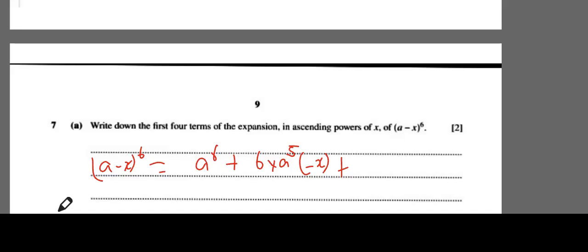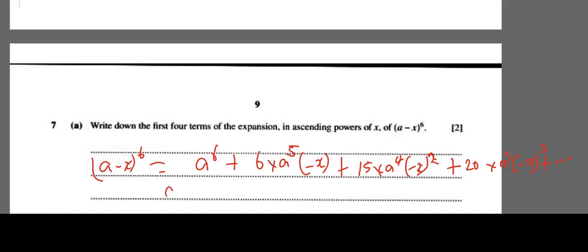Plus the next term is 15. If you substitute in the formula, 15 times a power 4, and the x increases, it becomes negative x squared, plus 20 times a power 3, and then negative x increases to power 3, plus it continues.